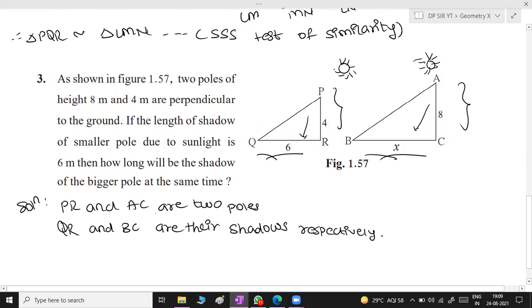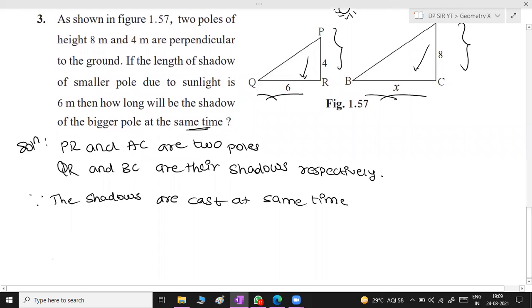See, they have given in the question, bigger pole at the same time. Look, here is the same time. So they are telling me that shadows are cast at the same time. It means since the shadows are cast at same time, the two triangles which are formed or which are given are similar.